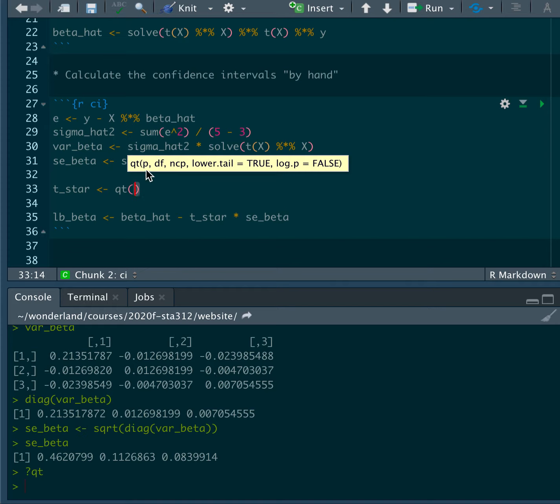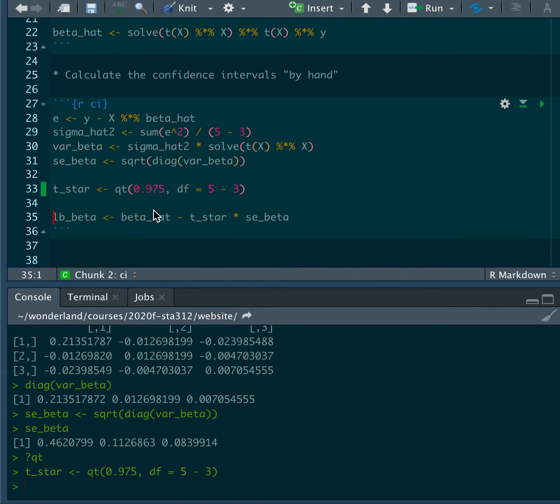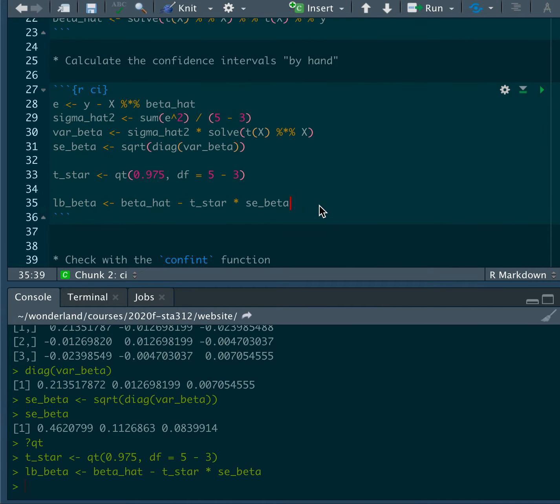And what are we going to put in for p? Well, we want to calculate a 95% confidence interval. And so we're going to put in 0.975. The reason we're putting in 0.975 instead of just 0.95 is because this is a two-sided interval, and we want to make sure that we have 5% total between the two sides, which is going to be 2.5% on either side of the distribution. So we're going to do qt 0.975. Degrees of freedom is 5 minus 3. So that's the lower bound.